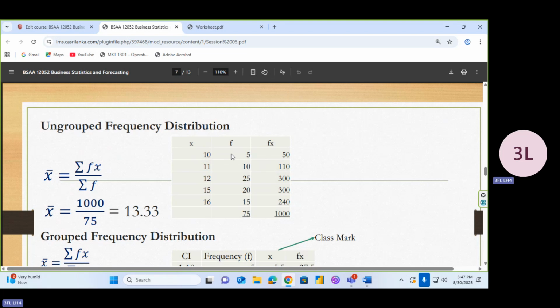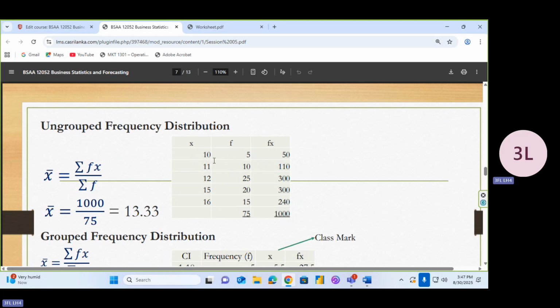Here the value 10 occurs 5 times. Then what is the sum of the observation 10? 50. It's clear. The second one is 11, which occurs 10 times. The total value of number 11 is 110. Then the third observation value is 12, which occurs 25 times. The sum of this observation value is 12 into 25, altogether 300. This is the way we find the sum of all the observation values.